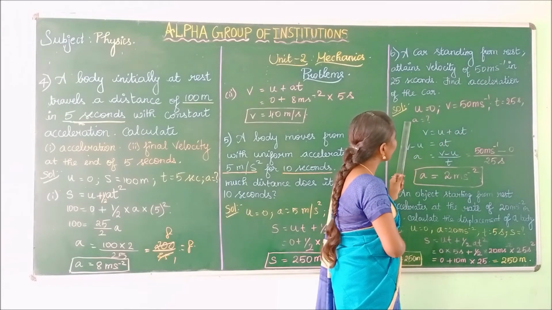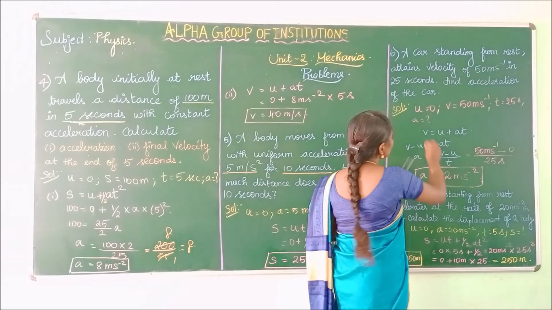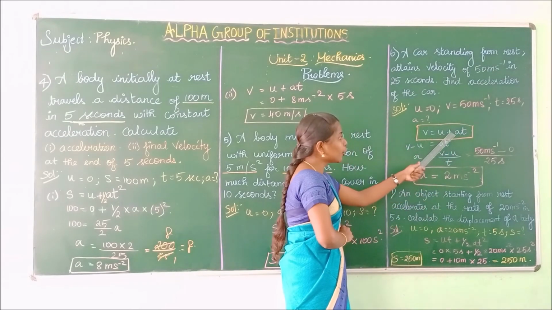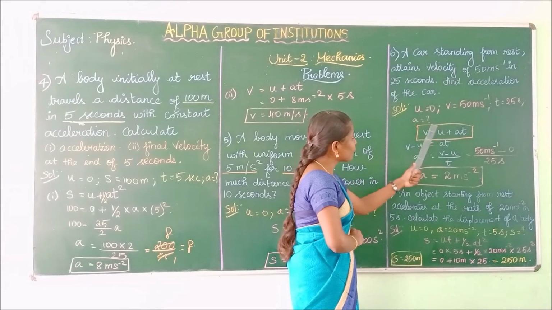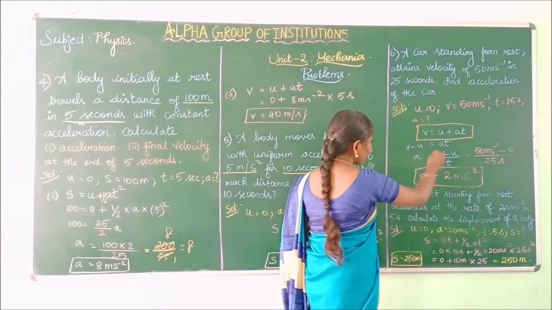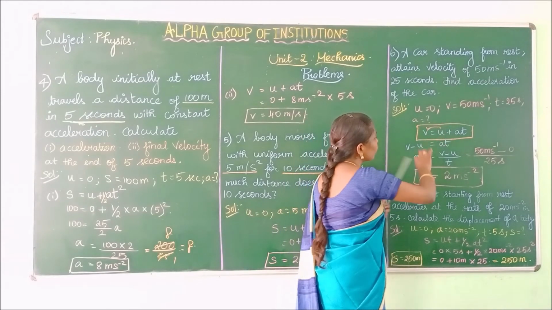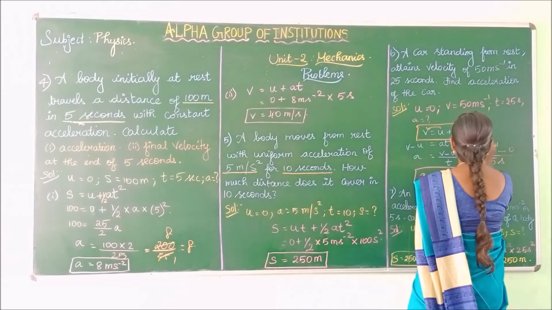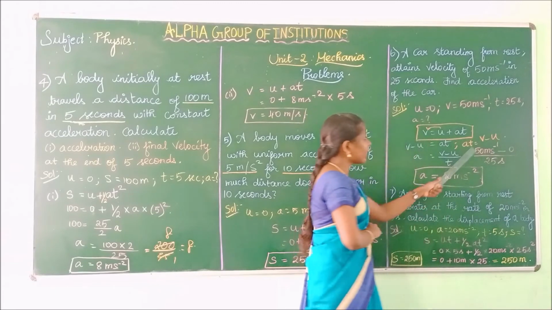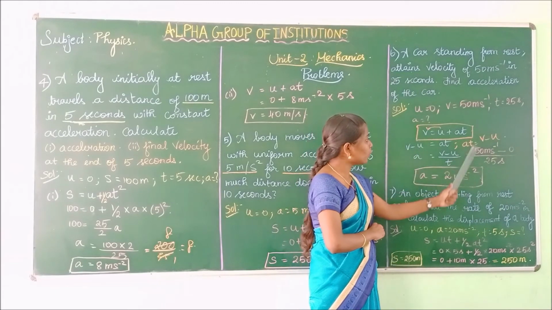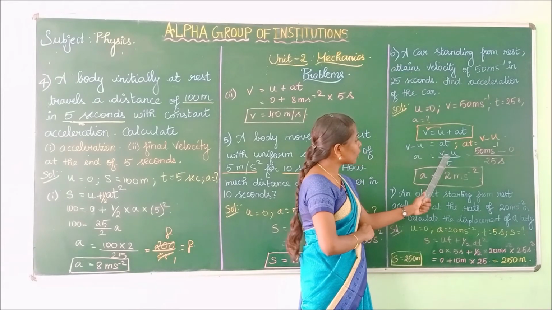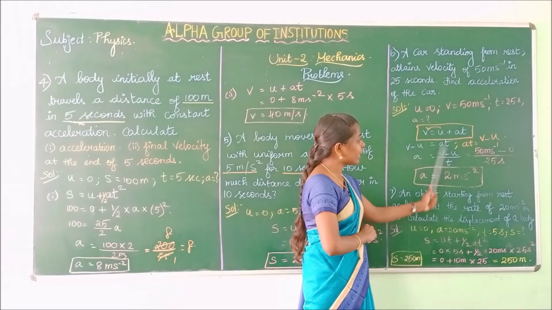We have to calculate acceleration. Yes, this is the formula for final velocity. V is equal to u plus at. We have to calculate a. V minus u is equal to at. Hence from here, at is equal to v minus u. Now a is equal to v minus u by t. Substitute the value for v, u and t in this formula.